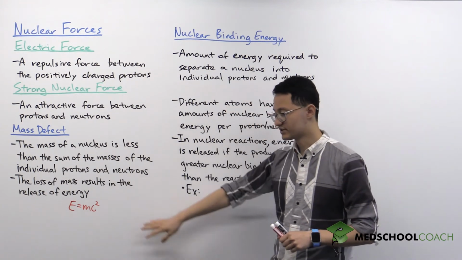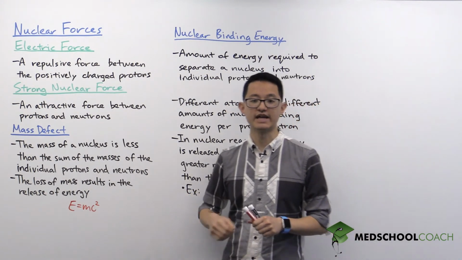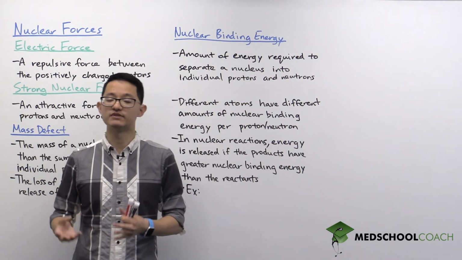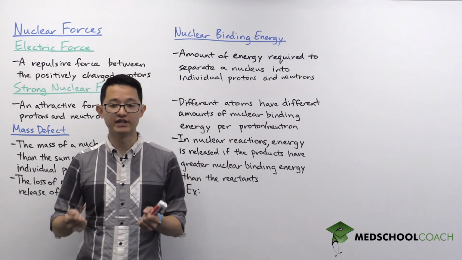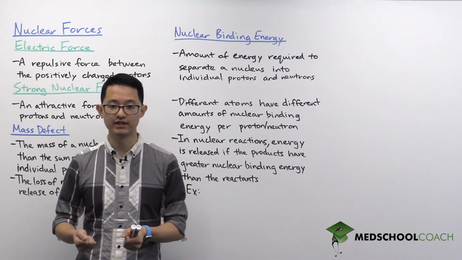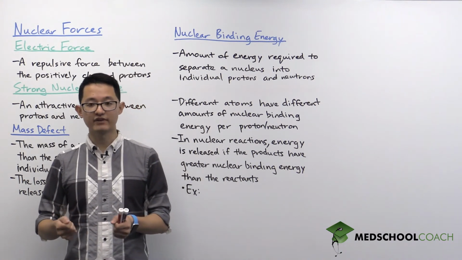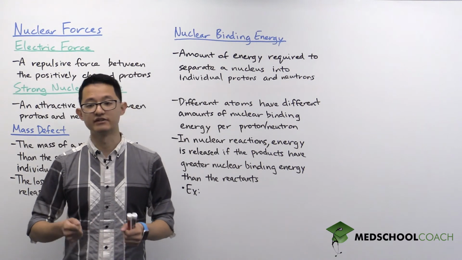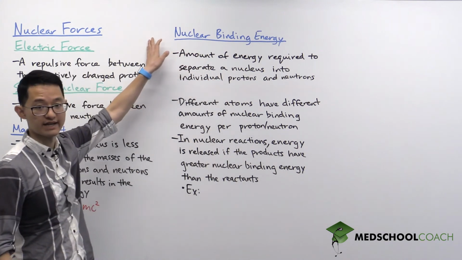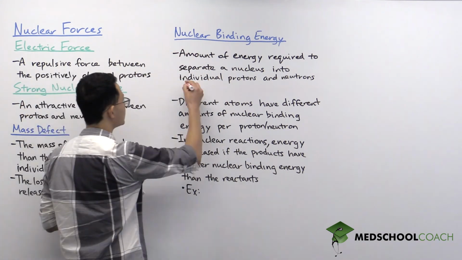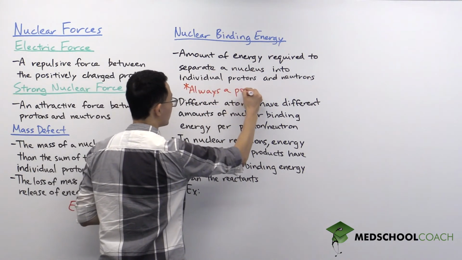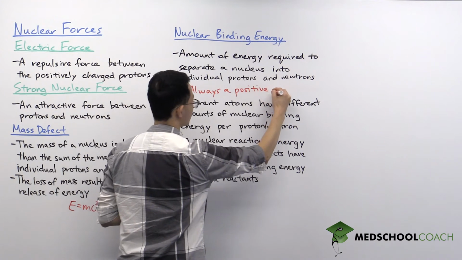Okay, so this means that this process of forming a nucleus is an exothermic process because we're releasing energy. If you consider the reverse process of taking a nucleus and separating it into individual nucleons, that has to be an endothermic process that requires energy. And as it turns out, that amount of energy required to separate a nucleus into individual protons and neutrons, we refer to as the nuclear binding energy. And as we just mentioned, this is always going to be a positive value because separating a nucleus is always going to be an endothermic process.